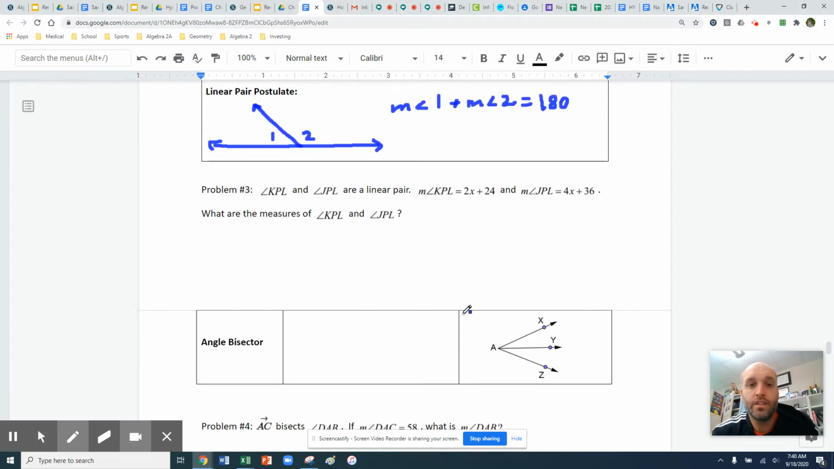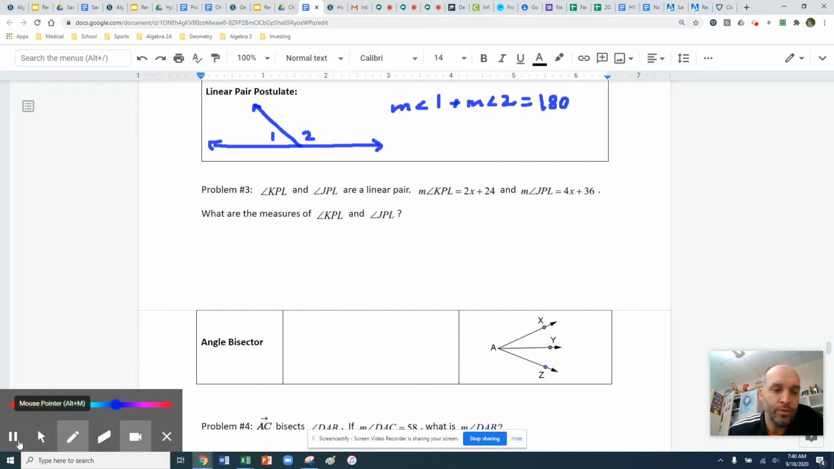The linear pair postulate says that any two angles that form a line are going to be supplementary. So if we have a line and then we have a ray that splits that line into two angles, we're always going to get the sum of those two angles equal 180.